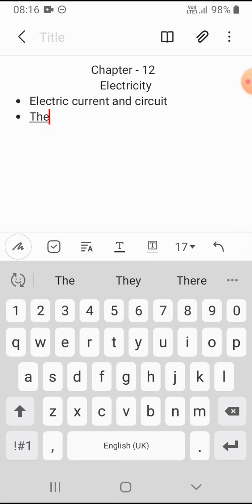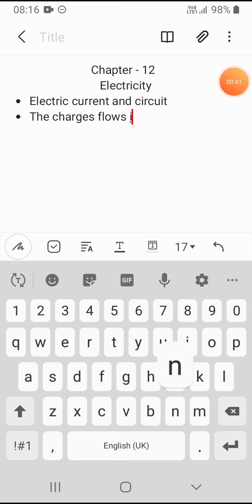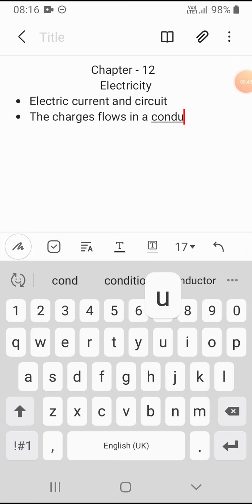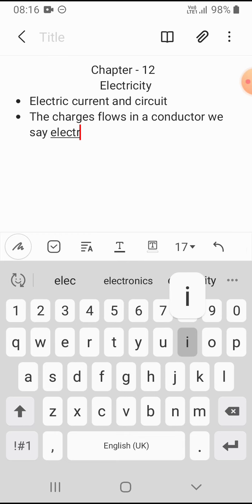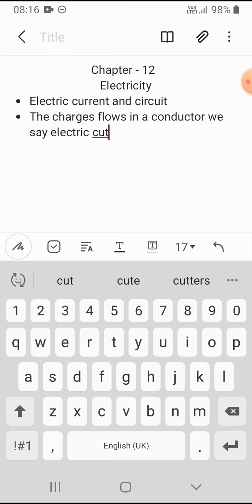As you all know, the charges flow. The charges flow in a conductor. We say electric current is flowing.